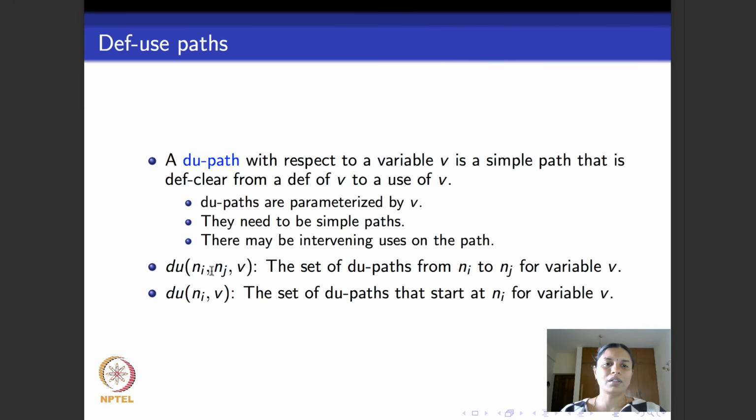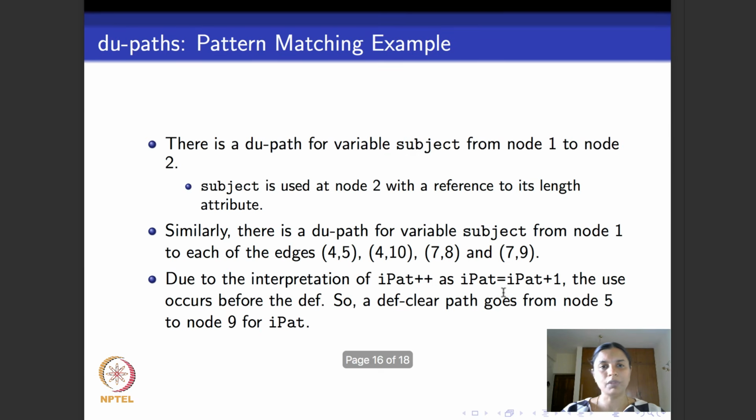So here is a notation for that. You say du(ni, nj, v) means it's a set of all definition-use paths from location ni to location nj for the variable v. What is du(ni, v)? It's a set of all du paths that start at ni for a variable v, right?